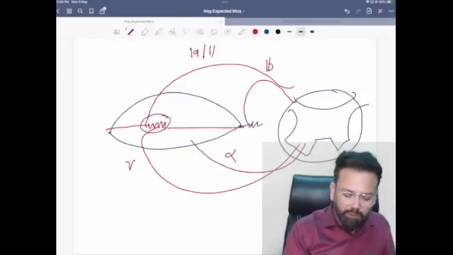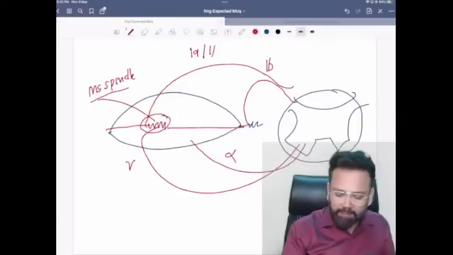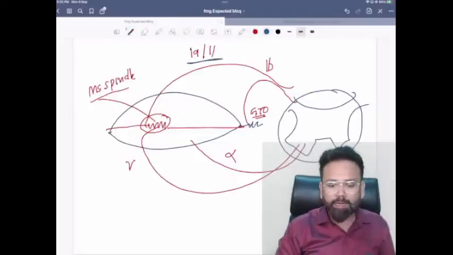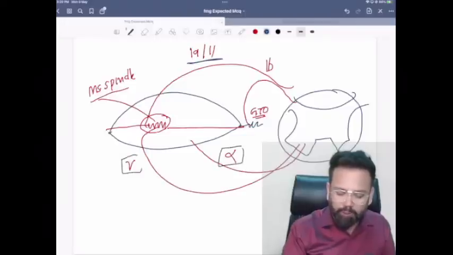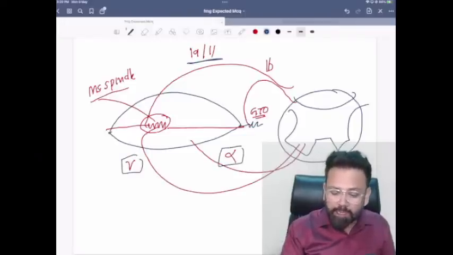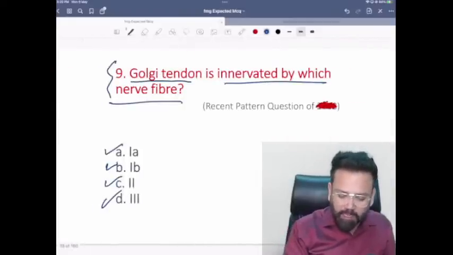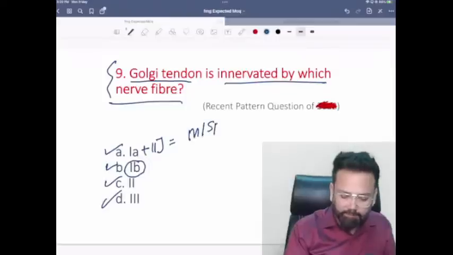What is this, doctor? This is your muscle spindle. This is muscle spindle, and this is Golgi tendon organ. So muscle spindle afferents are 1A and 2, and the efferents are alpha and gamma motor. On the other hand, Golgi tendon organ afferent will be 1B, and its effect is to inhibit the alpha motor neuron. So the answer is, of course, 1B, because 1A and 2 are from muscle spindle.